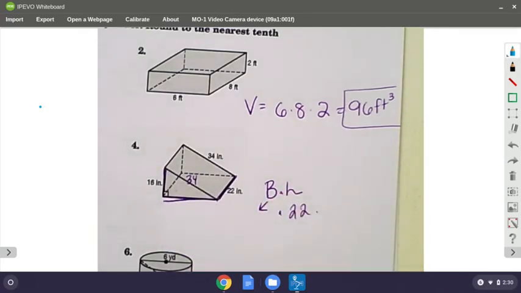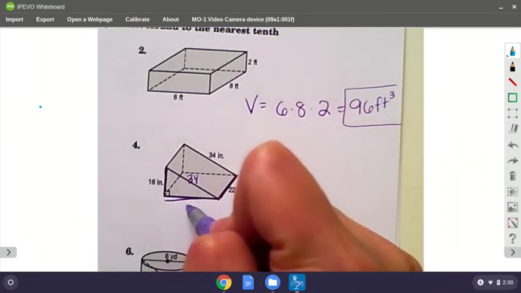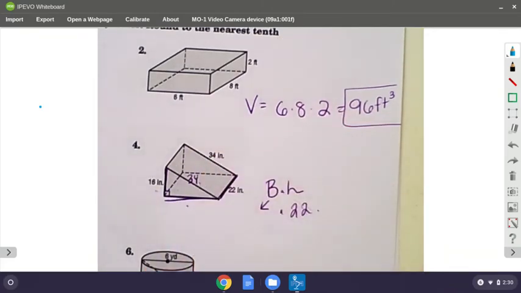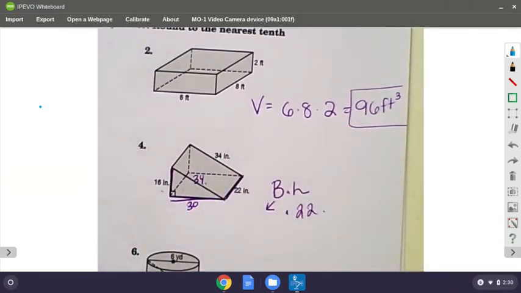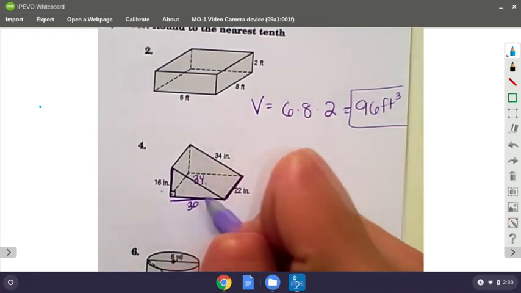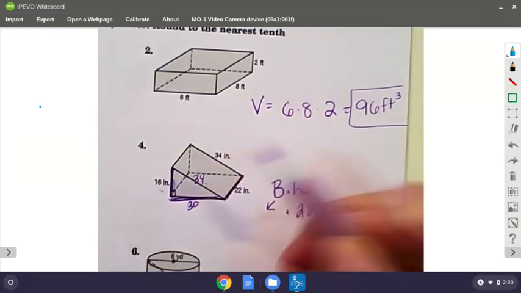So I'll just do that real quick. So it would be like this squared plus 16 squared equals 34 squared, and then you would solve. So 34 squared minus 16 squared is going to be 30. So this is 30. So this is the base of the triangle. This is the height of the triangle.